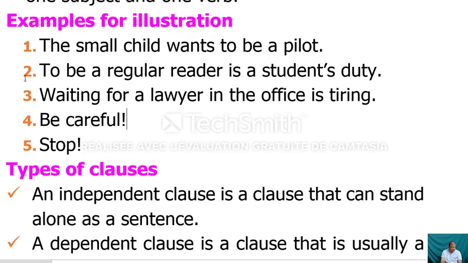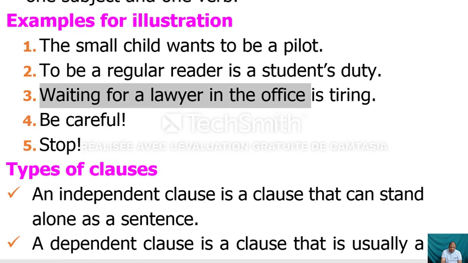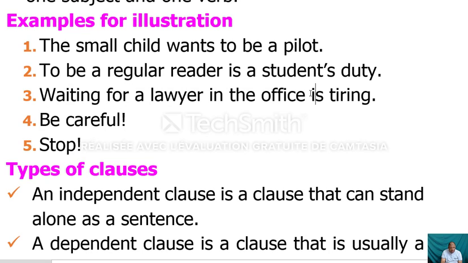The second sentence: to be a regular reader is a student's duty. To be a regular reader is the subject in the form of an infinitive phrase, and the predicate is a student's duty. The verb is the verb to be and what comes after it. Number three: waiting for a lawyer in the office is tiring. All of waiting for a lawyer in the office is a subject. The verb is plus tiring as an adjective, subject complement. Therefore, this is the predicate, is tiring.